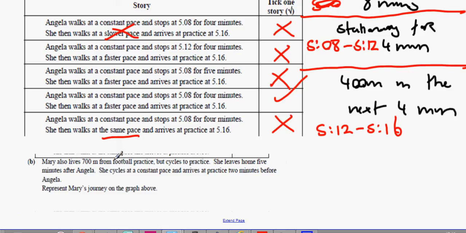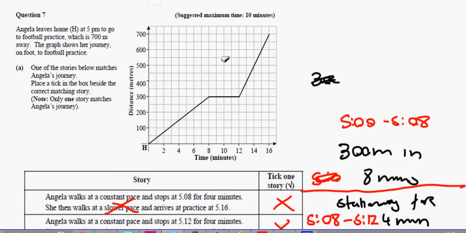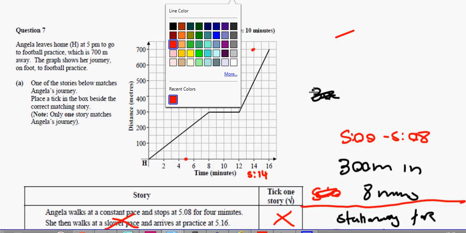Mary also lives 700 meters from football practice but cycles to practice. She leaves home 5 minutes after Angela, so she leaves at 5:05 p.m. She cycles at a constant pace and arrives at practice 2 minutes before Angela. Represent this journey on the graph. 2 minutes before Angela is 5:14, so she travels from 5:05 to 5:14. 5:05 is 5 minutes after 5 o'clock. So here is 5:05, and she travels 700 meters and reaches the location at 5:14. It says she goes at a constant pace, which means her line never changes slope because it's consistent all the way through. So what's going to happen here is this.